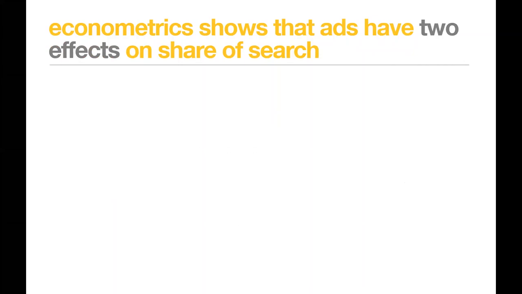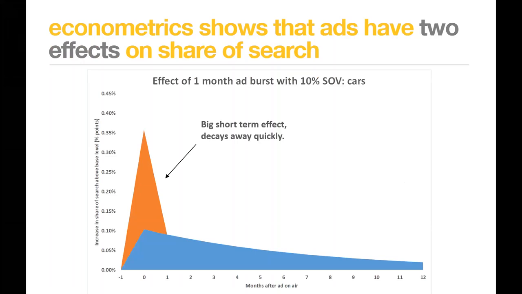Now, the other thing that we did, with each of these three categories, was again to use econometrics to build these pooled regression models, which use all of the 300 years' worth of data that we have at our disposal to measure the effects of advertising on share of search in those categories. And we found that in each category, there was a short-term and a long-term effect. So if you have a burst of share of voice in, for example, the car market, you get an immediate spike in share of search, shown here in orange. So you do a burst of advertising and a bunch of people immediately respond by Googling the brand in question. But that short-term spike decays away very quickly, within a month.